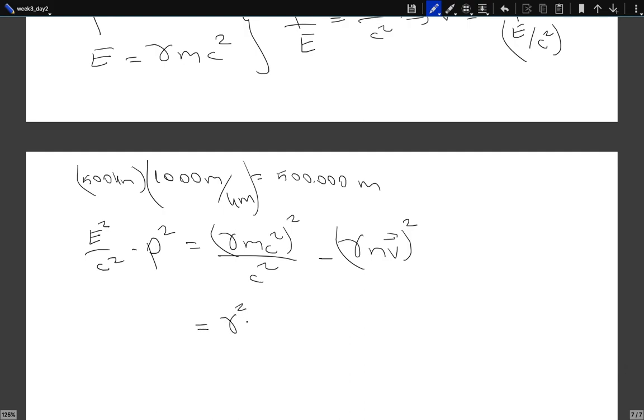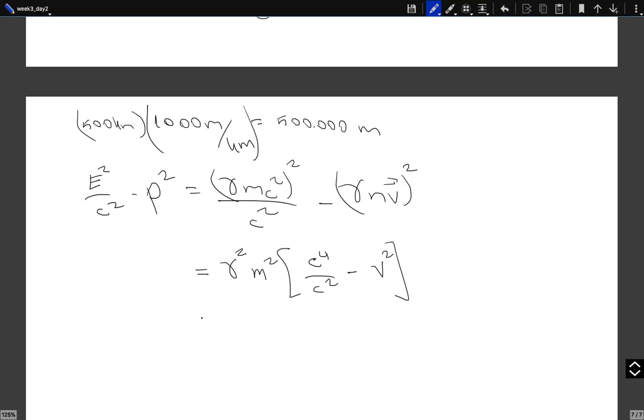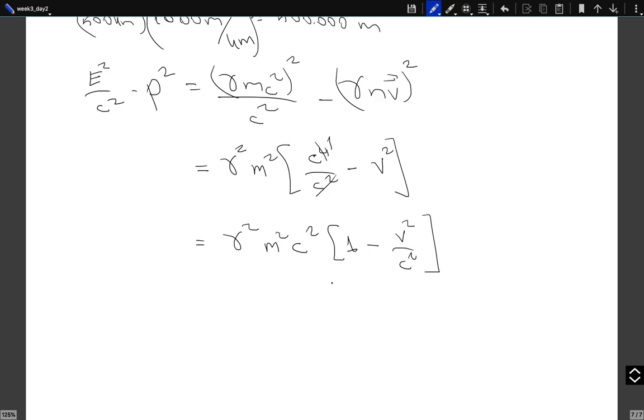Well, let's see, they both have gamma squared, they both have m squared. The first factor has c to the 4 divided by c squared. The second factor has v squared. This is gamma squared m squared. Let me take out a factor c squared also: 1 minus v squared over c squared. But this is nothing but 1 over gamma squared. So this factor cancels this one.